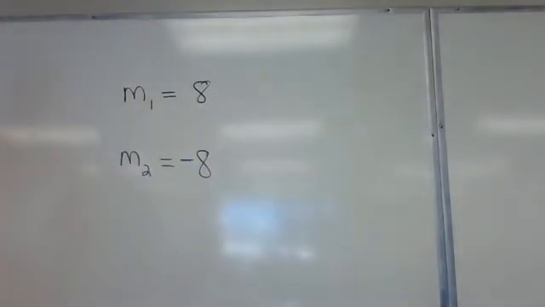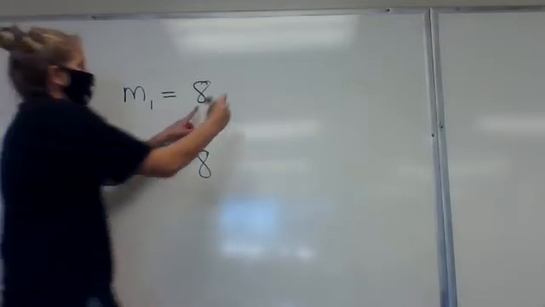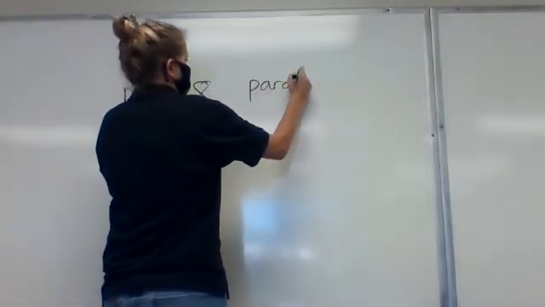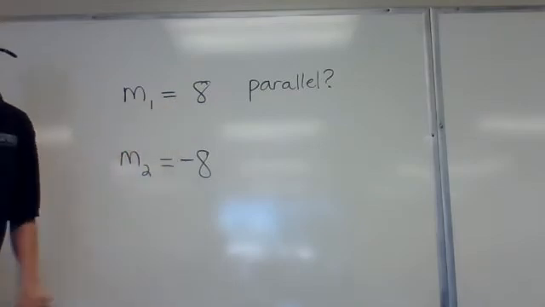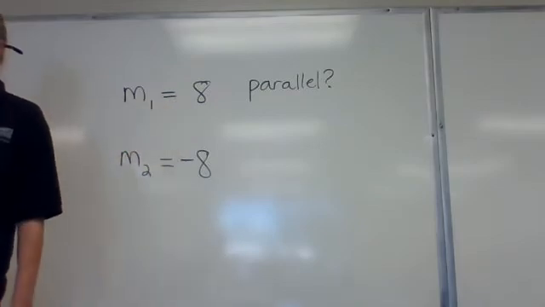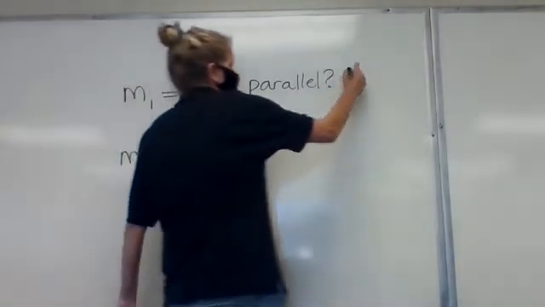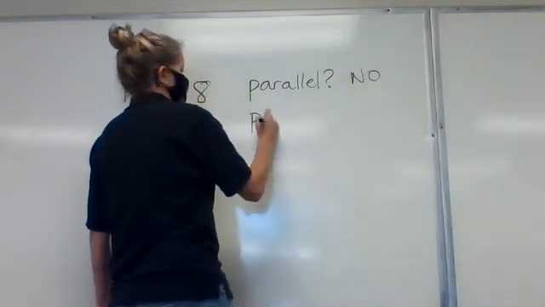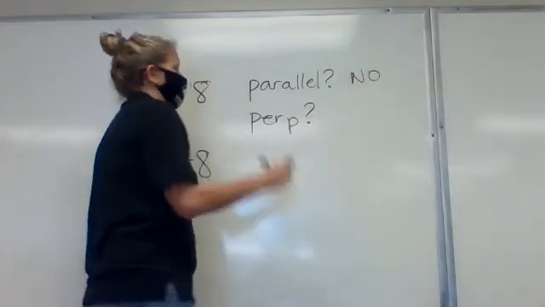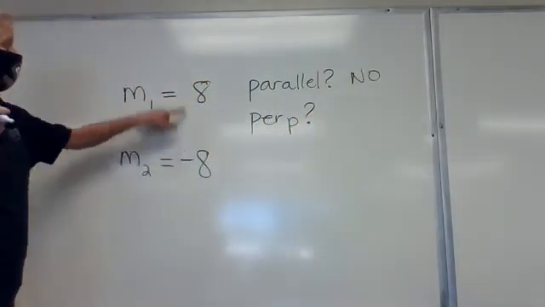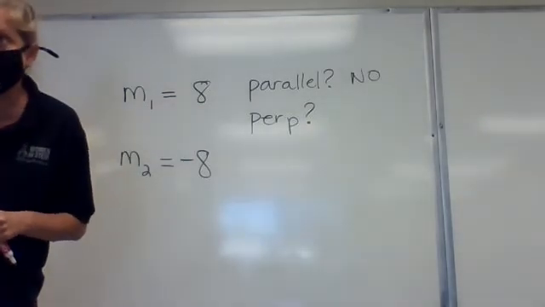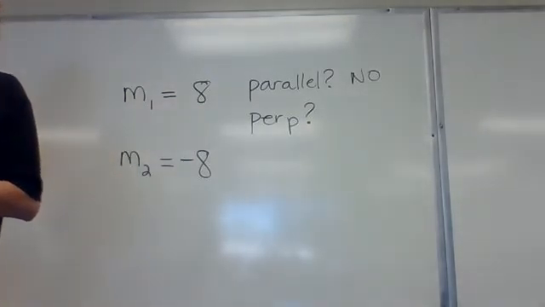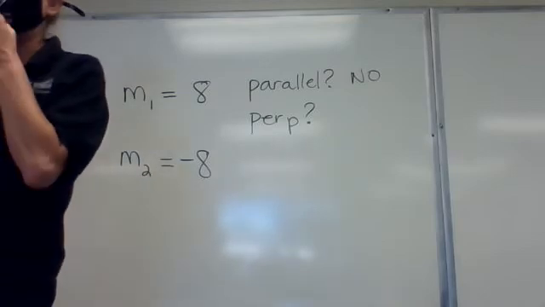So, if these are your slopes, there are 2 things it's asking me. Are they parallel first? We'll decide that first. Are they the same exact number? No, one's +8, one's -8. That's not the same number. So then you're asking, are they perpendicular? Do they have opposite signs, which is the first thing you look for? Yes, they do. But what else do they have to have besides opposite signs?